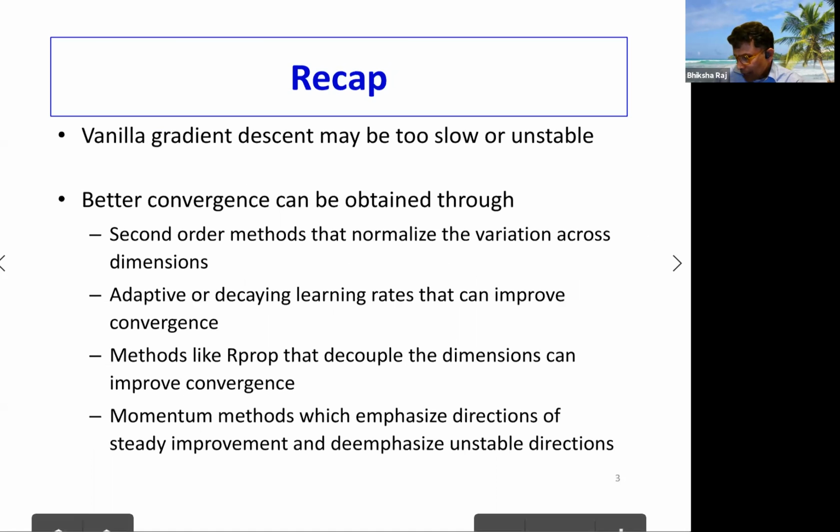We also saw that vanilla gradient descent can be too slow or unstable. Better convergence can be obtained through second-order methods that normalize the variation across dimensions. Adaptive and decaying learning rates can improve convergence. Methods like RMSProp that decouple the dimensions can also improve convergence. Momentum methods, which emphasize directions of steady improvement and de-emphasize unstable directions, also improve convergence.